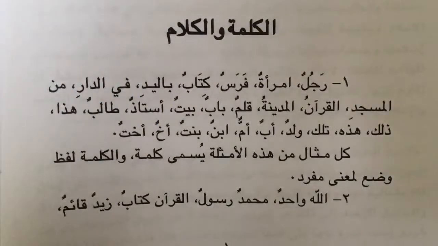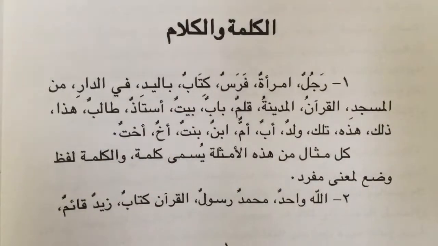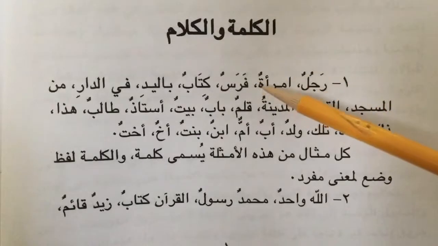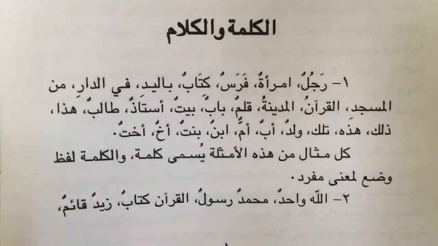First he gives us examples of kalima or kalimat. Kalimat is the plural of kalima. So here he says rajulun. We know from the previous lessons that means a man. Rajulun, a man. If we wanted to say the man, we would say ar-rajul. That is an incomplete statement. It's just one single word. Imra'atun means a woman. Not a complete statement. Farasun means a horse. Kitabun, a book. Each of these is just a single word.